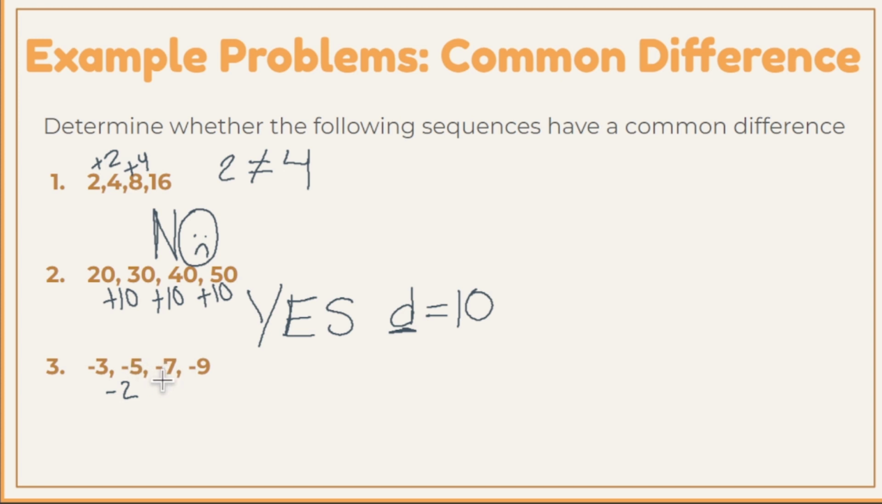From -5 to -7, it's also the same thing, subtracting by 2. And same thing for -9. Now, if you notice, this may or may not look like an example we saw on the first slide, but I will not be saying anything. All right, but our common difference here is -2, because we're consistently subtracting by the same number.